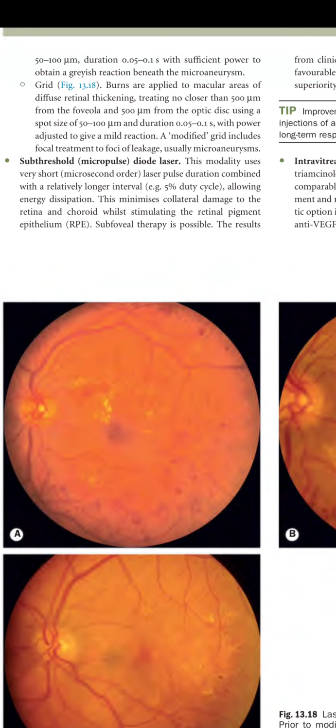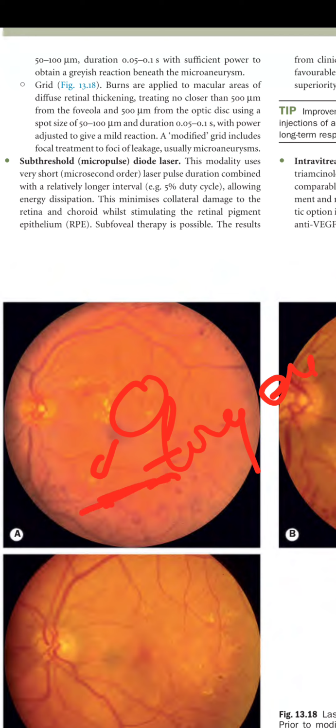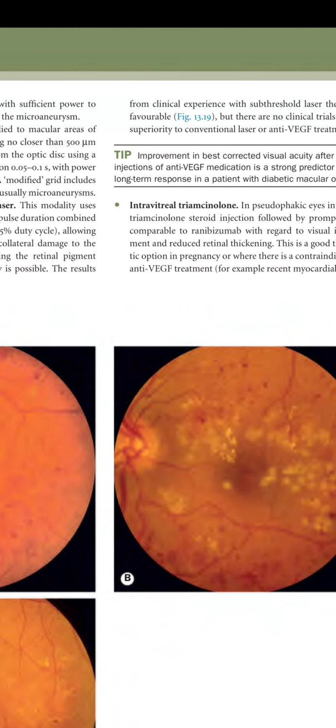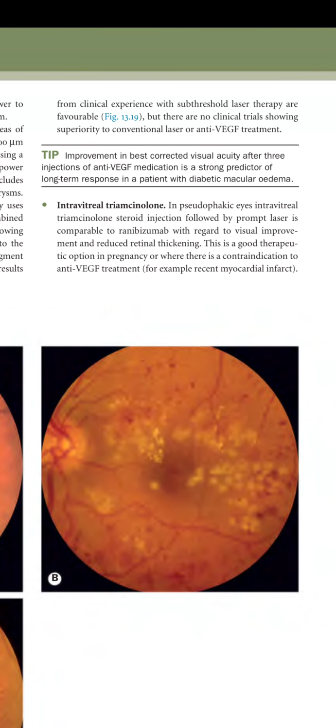So basically, subthreshold micropulse diode laser is where you apply the laser for a very short duration, and after that there is a long interval in which there is energy dissipation. What it is doing is minimizing the collateral damage to the retina and choroid while stimulating the retinal pigment epithelium. The results have shown that subthreshold laser therapy is favorable, but there are no clinical trials showing superiority to conventional laser or anti-VEGF treatment.